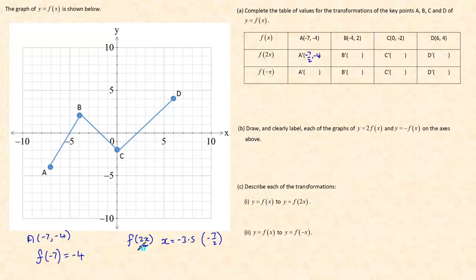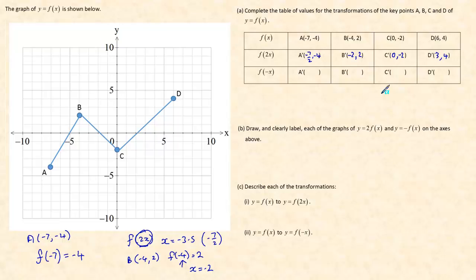When I come to B, which is at -4, 2, that tells me that f of -4 is equal to 2. When I do it with the f of 2x, to end up with -4 in here, x has to be -2. So this one's going to be -2, 2. Now, to get 0, 2 times 0 is still 0, so this one is 0, -2, that's not going to change. And by the same sort of argument, this needs to be 3, 4.